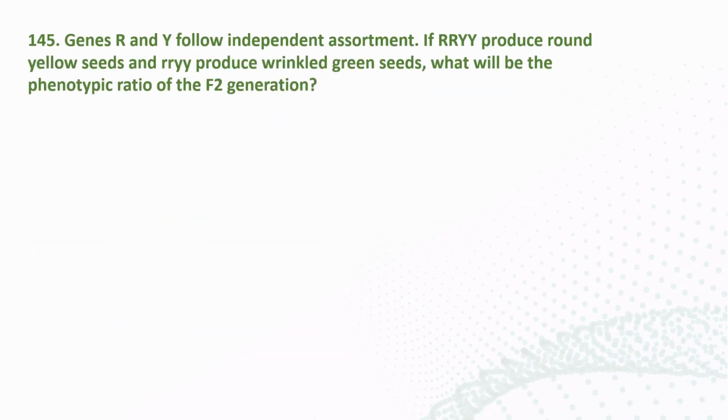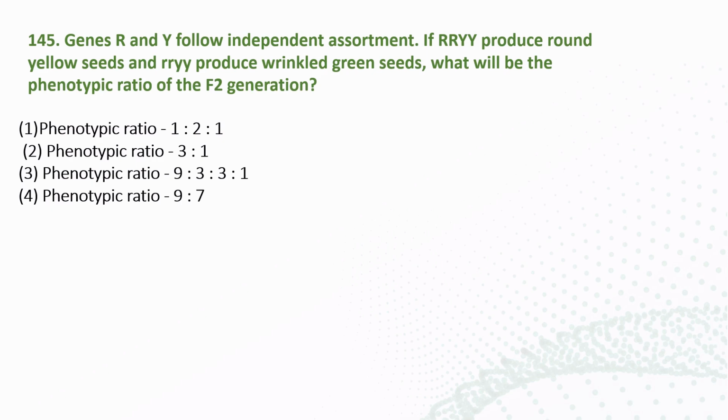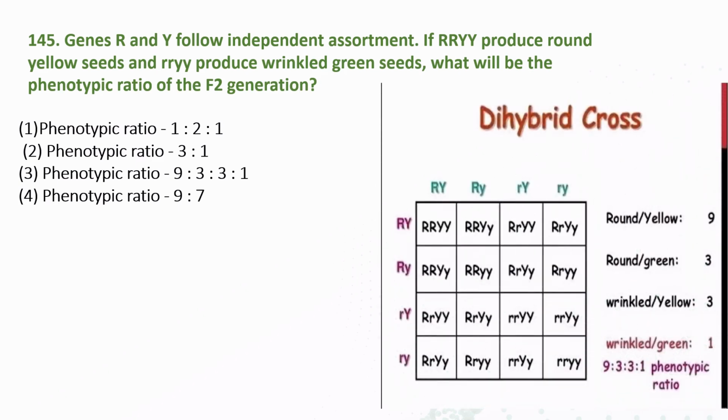What is the next question? Genes R and Y. It came from the genetics part itself again. Actually, in this paper they have given so many questions from genetics and ecosystem and plant kingdom also. Okay, so if you see here, the question says that genes R and Y follow the law of independent assortment. If RRYY produce round yellow and rryy produce wrinkled green seeds, what will be the phenotypic ratio of the F2 generation? Okay, here the law of independent assortment is nothing but the dihybrid cross. So you have to say what will be the phenotypic ratio.